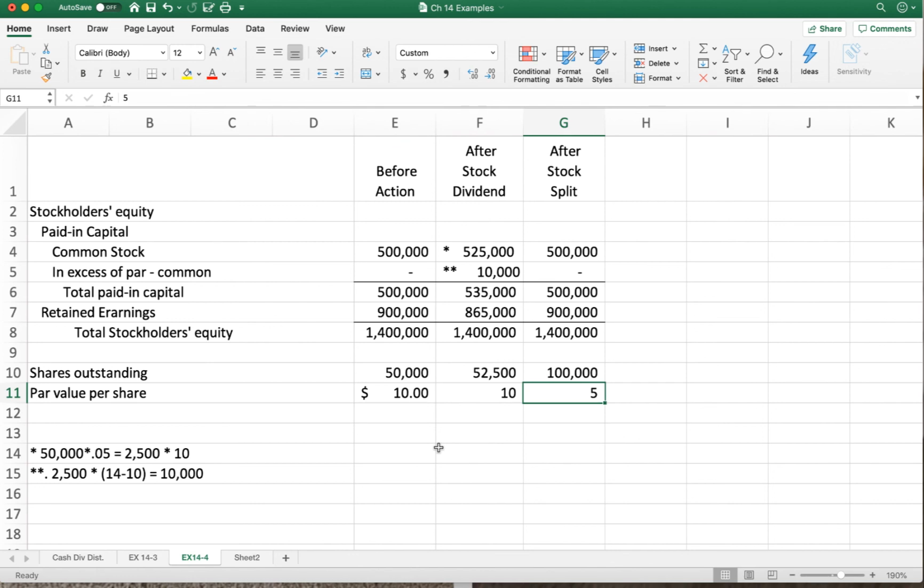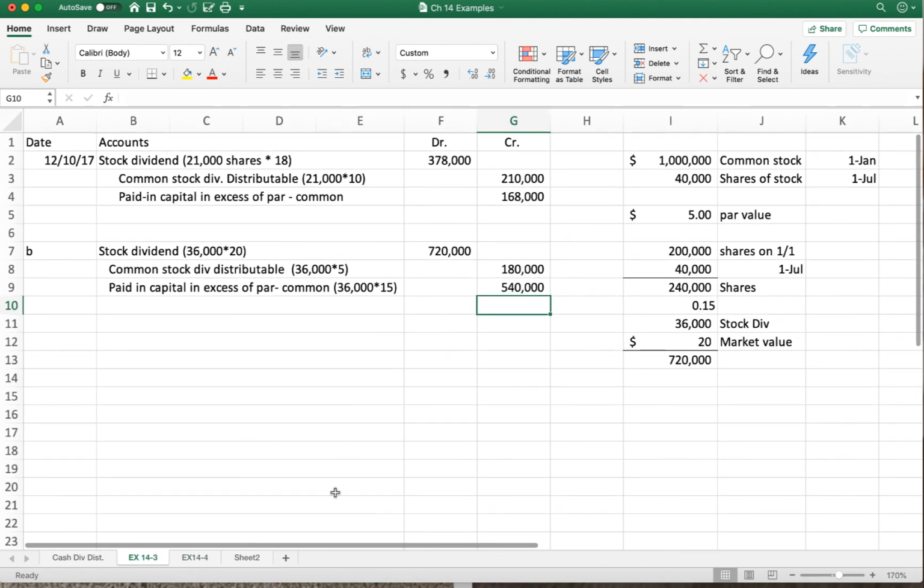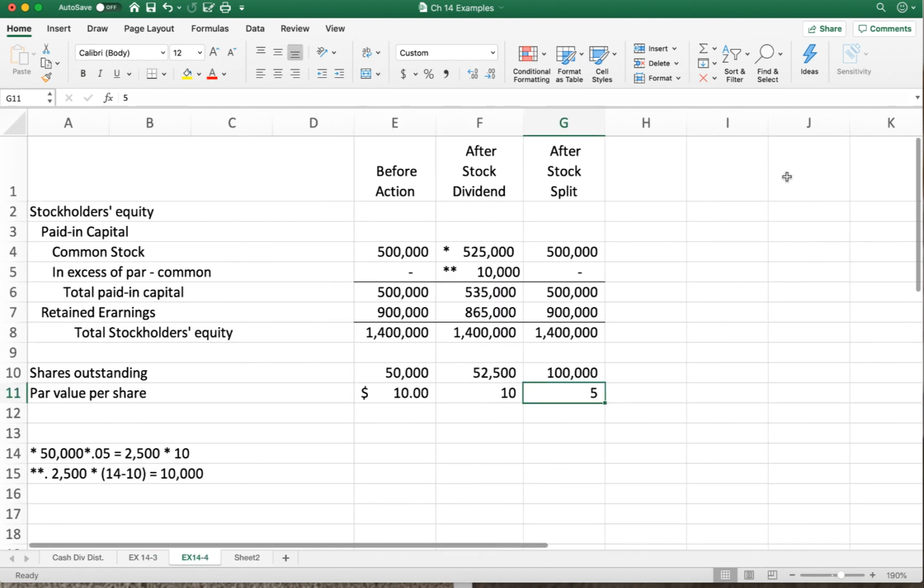Okay, so there it is right there. That's our examples of how to book stock dividends as well as stock splits. Okay, tune in for our next video where we go back to our lecture portion and talk about learning objective 3. So tune back in for that one.